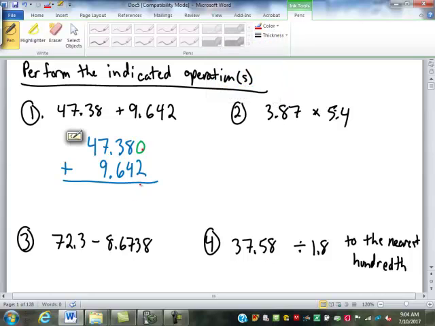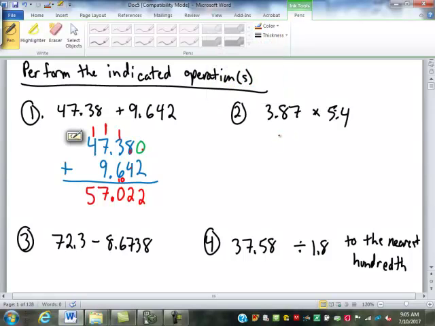0 plus 2 is 2. 8 plus 4? 12. So 2, carry the 1. 1 plus 3 is 4, plus 6 is 10. So 0, carry the 1. Now before I can do that next column, I have to bring down the decimal point. 1 and 7? 8 plus 9? 17. So 7, carry the 1. And of course 1 and 4 is 5. So 57.022.